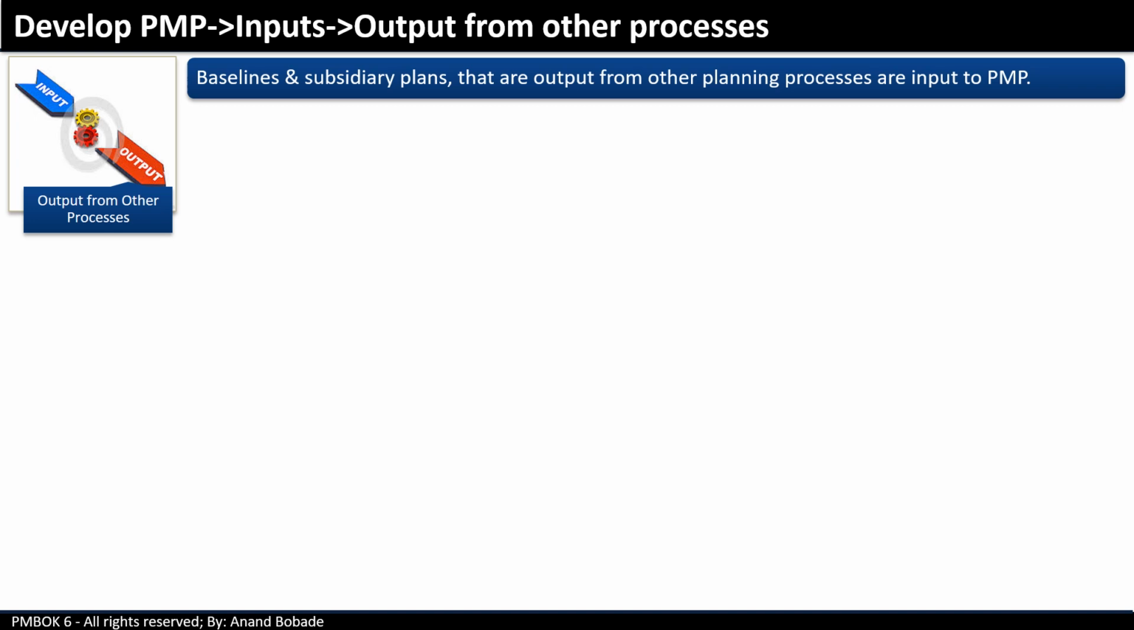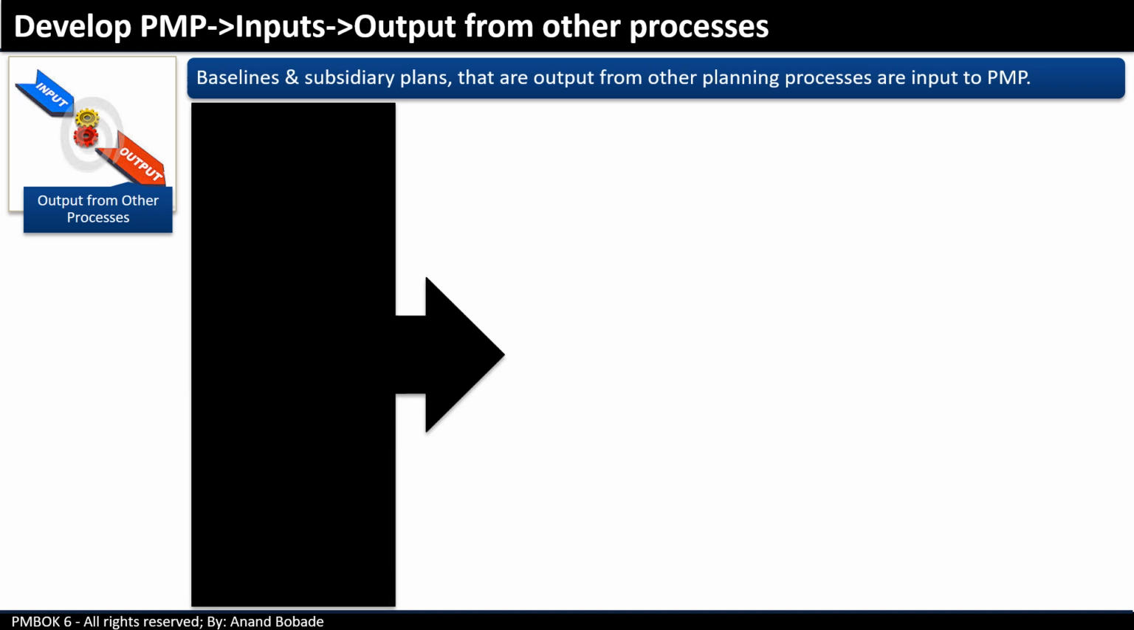The output from other processes here refers to all subsidiary plans and baselines from all planning processes. As you know, PMP is a live document. It gets updated as more and more information is made available. It is also referred to as progressive elaboration.